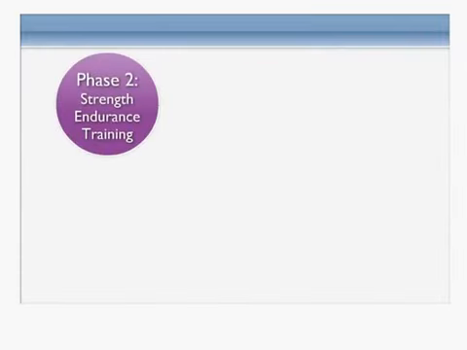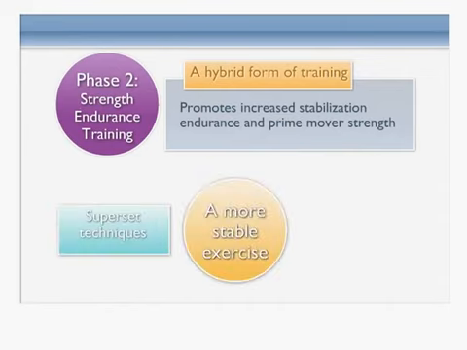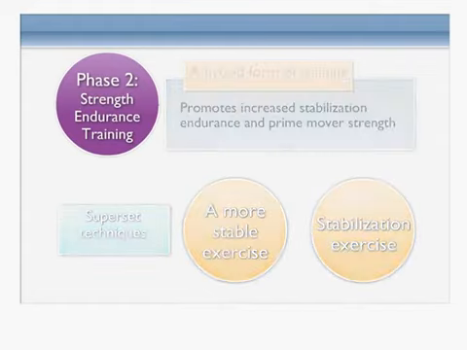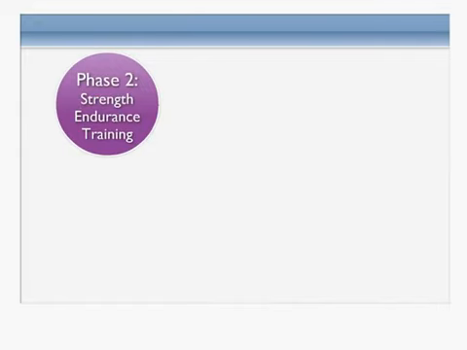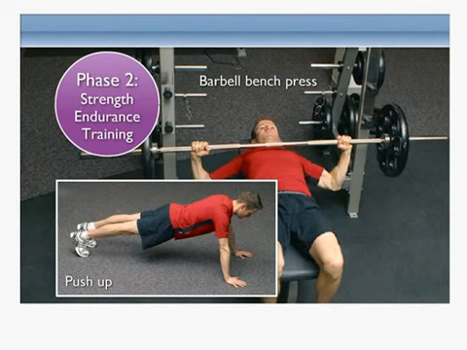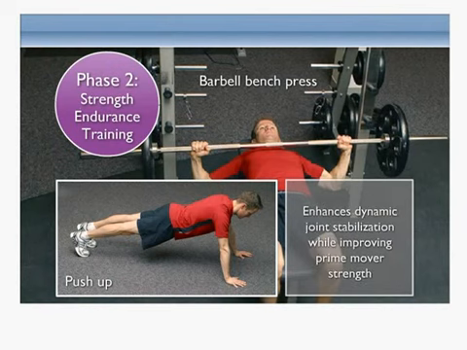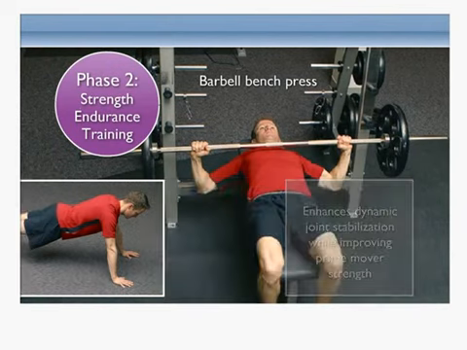Phase 2, strength endurance training, is a hybrid form of training that promotes increased stabilization endurance and prime mover strength. This form of training entails the use of superset techniques, where a more stable exercise is followed immediately with a stabilization exercise with similar biomechanical motions. An example would be performing a barbell bench press immediately followed with a push-up. This style of training allows for increased motor unit recruitment after the prime movers have fatigued and enhances dynamic joint stabilization while improving prime mover strength.